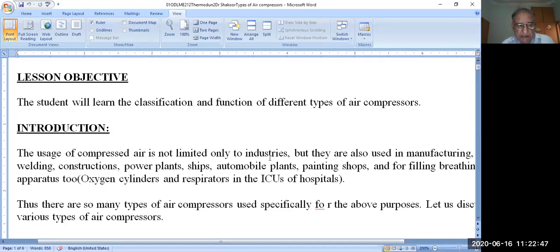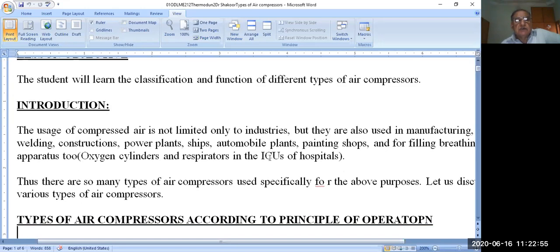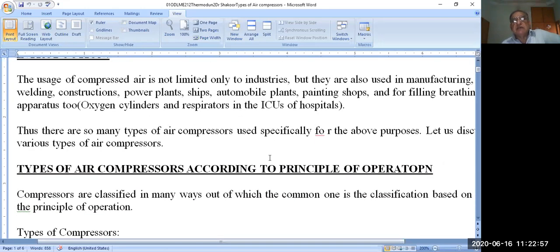The objective of this lesson is that students will learn the classification and function of different types of air compressors. Introduction: the usage of compressed air is not limited only to industry, but it is also used in manufacturing, welding, construction, power plants, ships, automobile plants, painting shops, and for filling breathing apparatus too, oxygen cylinders and respirators in ICUs of hospitals.